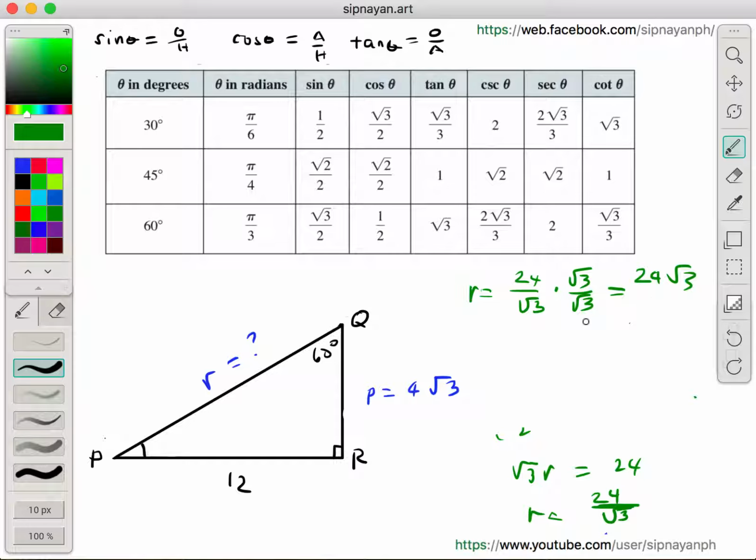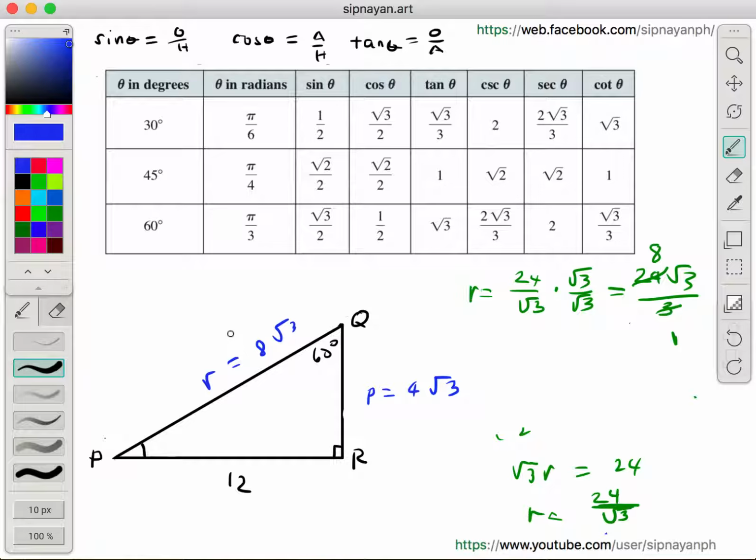What is square root of 3 times square root of 3? That's 3, di ba? So, makakancel tayo dito. 3 divided by 3 is 1, 24 divided by 3 is 8. So, meaning 8 square root of 3, ang ating R. So, our R is 8 square root of 3. Okay?